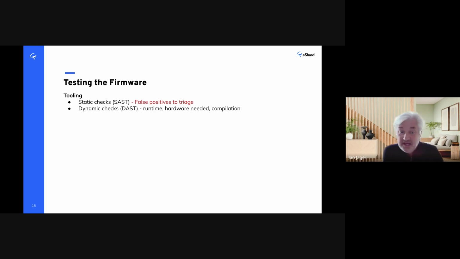Then we also have dynamic checks. Those are checks done at runtime. The hardware is needed for that, or at least some kind of emulation, but I get to that later on. And of course, you have to compile the code before you can run it in the runtime environment.